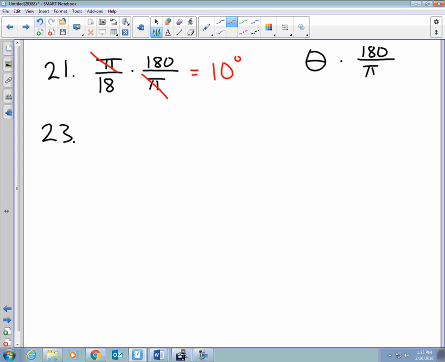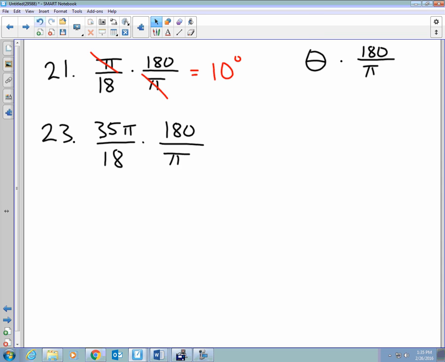The next one, 35 pi over 18. And we will multiply by, again, 180 over pi. What should I cross off right away? And 180 over 18 reduces to 10. So you end up with 35 times 10, which is 350 degrees.